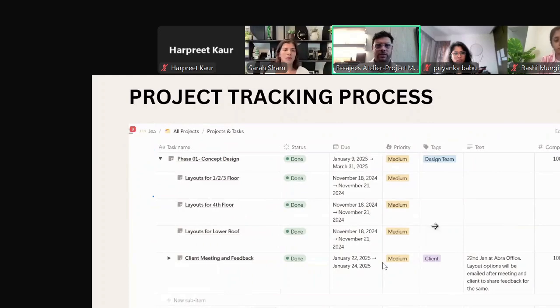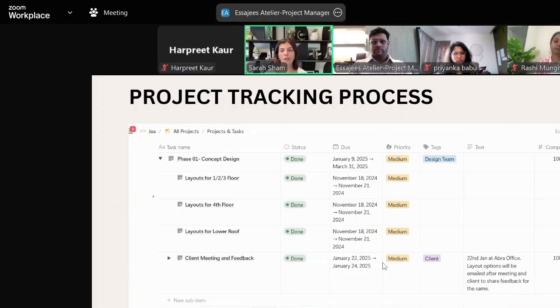This is the format of Notion. Each and every single stage is laid out. And then we have comments written as to what has happened, when, and why it has happened. The software is called Notion. It's written clearly at the bottom.